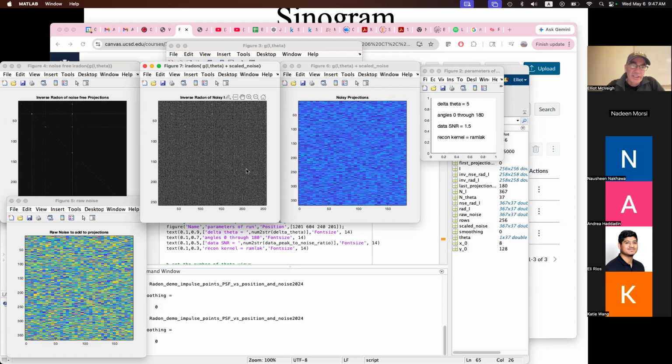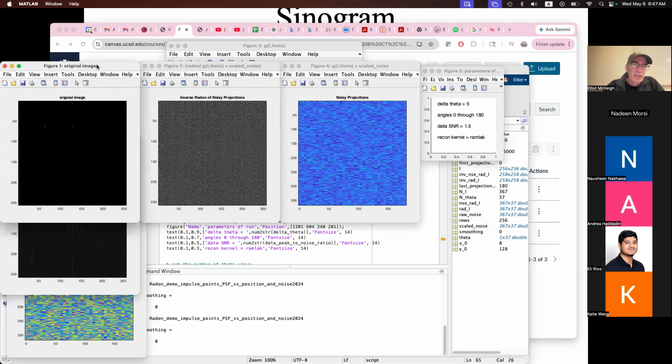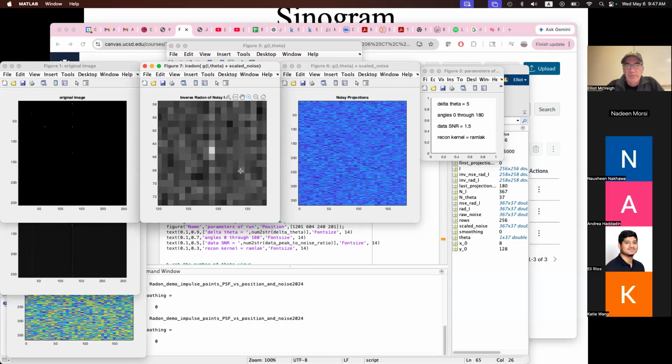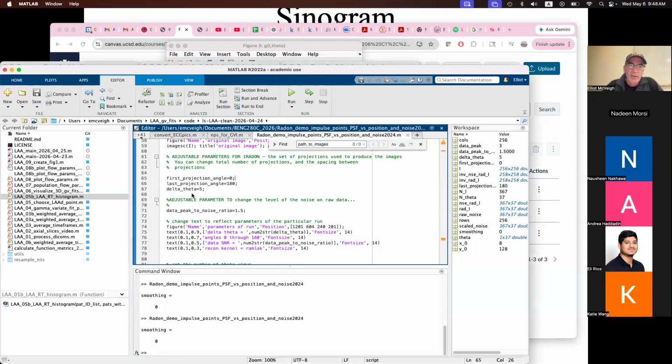But now you can see here's the original image, right? It was those boxes. Here's the image with noise on it if you only take a small number of projections, right? And so the object itself is kind of just decreasing into the background. The noise is dominating the signal. So the delta theta of 5 takes you down to 180 divided by 5 projections, which is not that many projections, right?